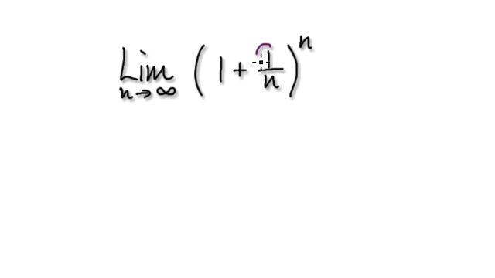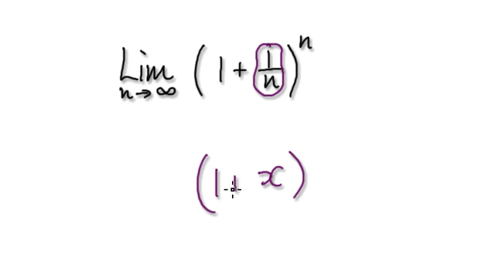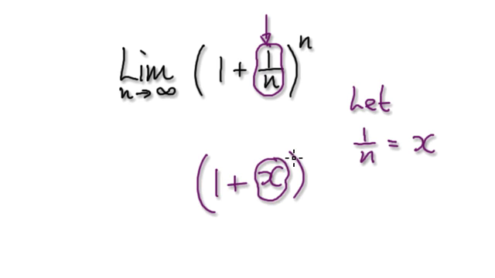So looking at this here, I want the new form to look like this. I want this to look like 1 plus x here. So let 1 over n equal, well, we could use delta x, we could use h, but for some reason I like x. So let's use x. We want to transform this bubble here into this thing here.